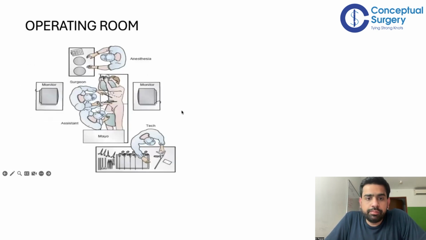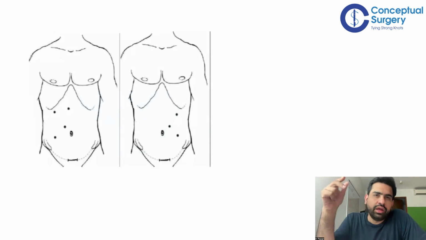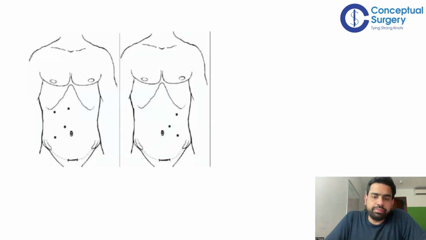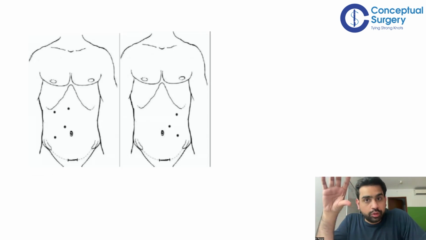I'll just show you the port placements. This is an umbilical port, placed lateral to the rectus sheath. Then you have a subcostal port at the mid-clavicular line, just below the costal margin. We leave around a couple of fingers' gap from the costal margin and place it in the mid-clavicular line. The next one is placed on the spino-umbilical line. This is the umbilicus, this is the anterior superior iliac spine, and at the midpoint you place it.